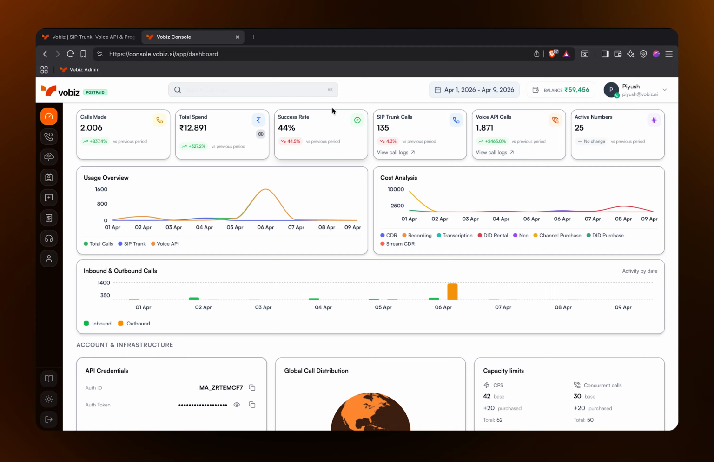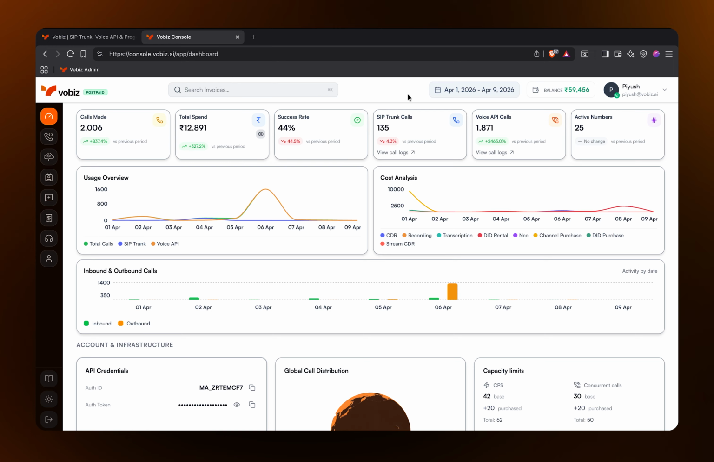The total success rate: what exactly the success rate means is the total calls which you made versus the answered calls. So out of 2000 calls, close to 44% of the total calls were answered. So I can consider around 880 calls were answered out of the 2000 calls which I made.